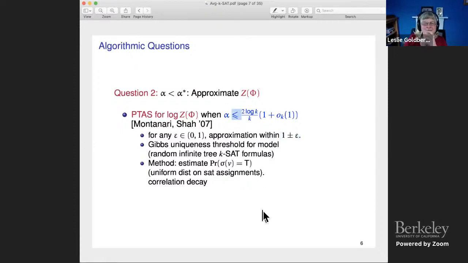What is this bound on alpha? You might be surprised at first because it's little o of 1 as a function of k, whereas I've been talking about 2 to the k. But it actually does have a meaning, and it's the Gibbs uniqueness threshold if you put the model on an infinite tree. Their method, which we'll talk more about in a minute, is estimating the marginals. So for every variable, working out a close approximation to the probability that it's true in the uniform distribution on satisfying assignments. They used correlation decay or belief propagation to estimate these marginals.